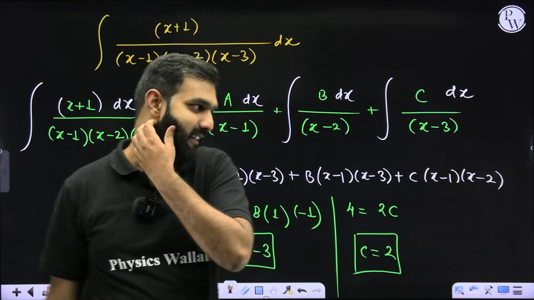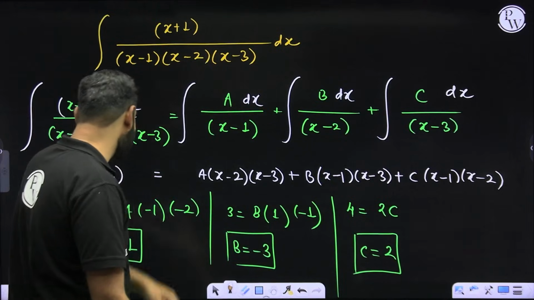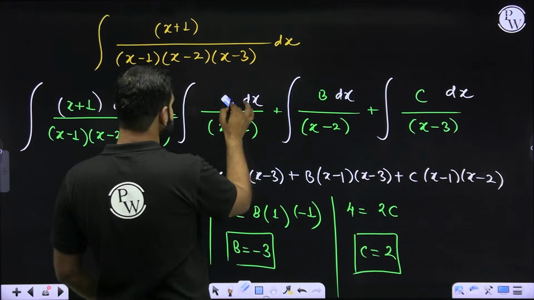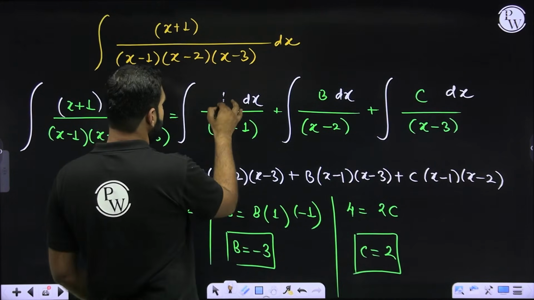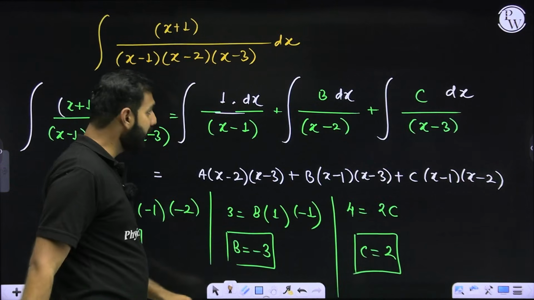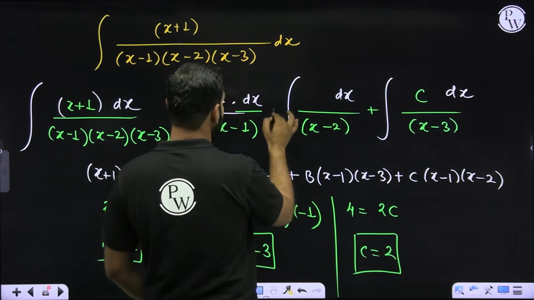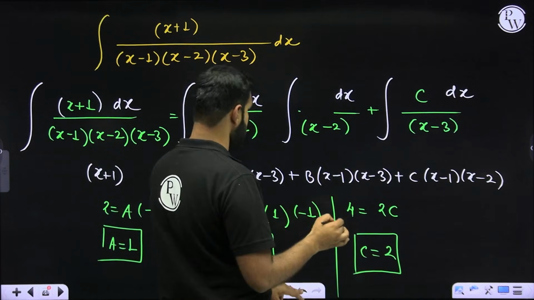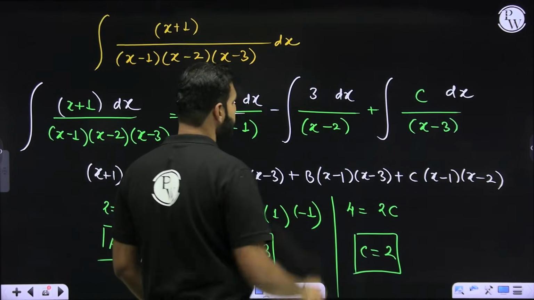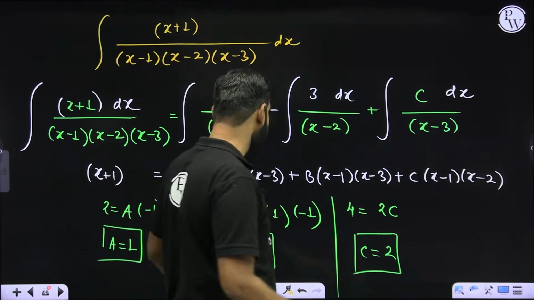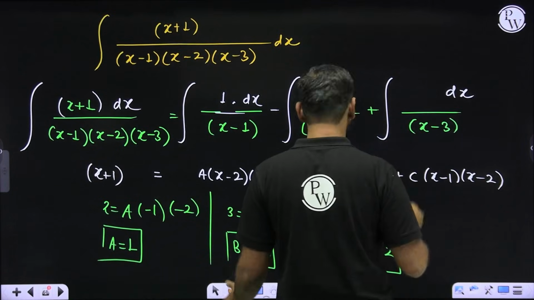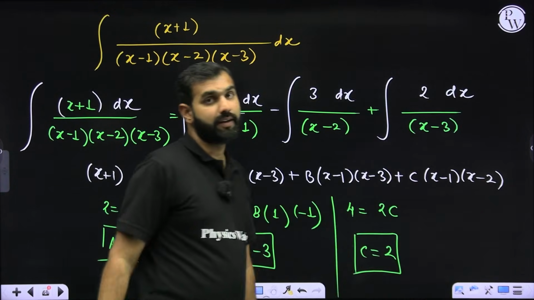And if I replace the values of a, b and c, what are a, b and c? Sir, a is 1. So I'll replace a by 1 here. I hope you are understanding this. B is minus 3. So I'll replace b by minus 3 here. And c is 2. And we'll replace c by 2 here. I hope I need not tell you.